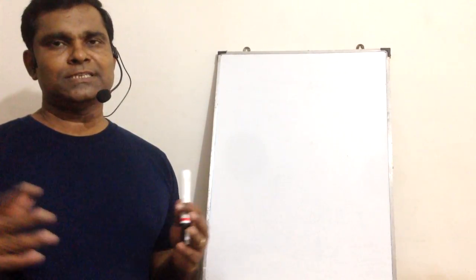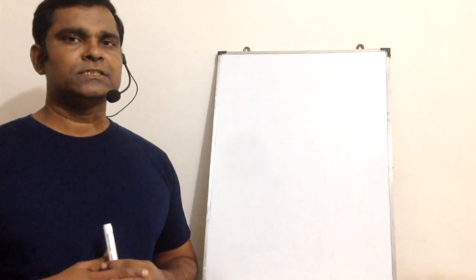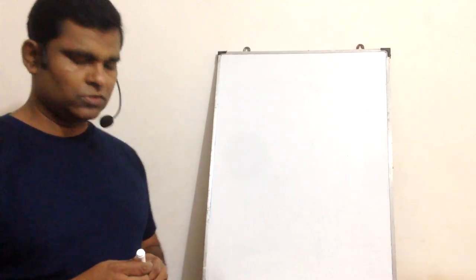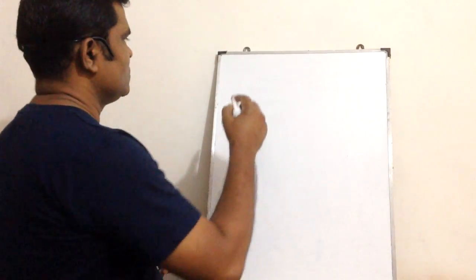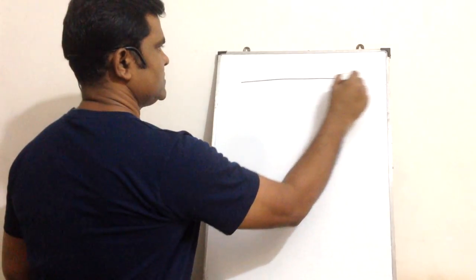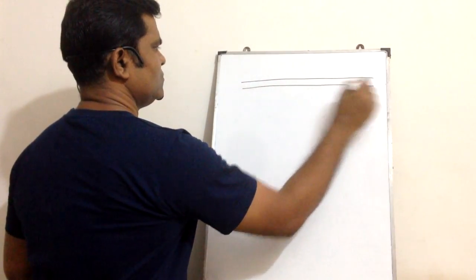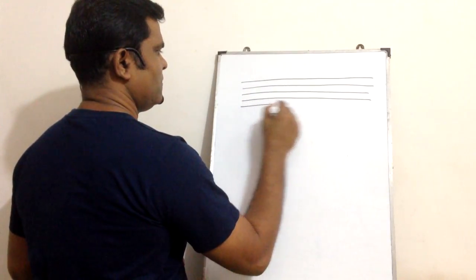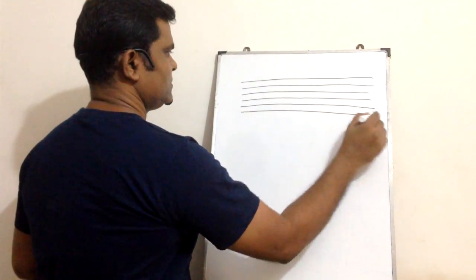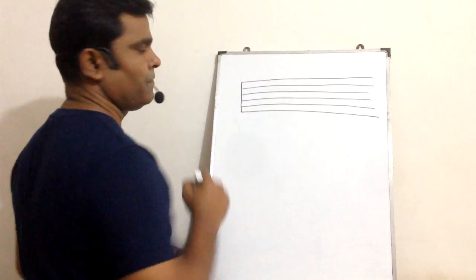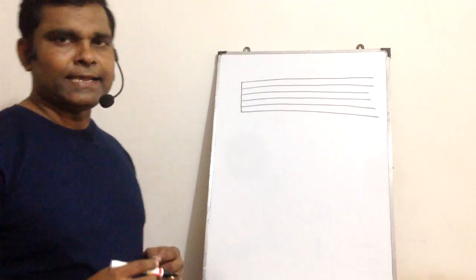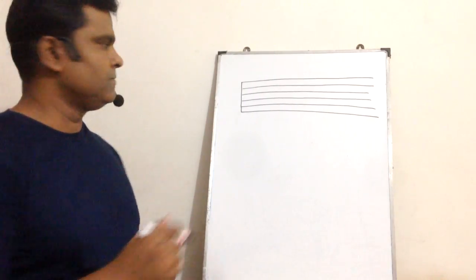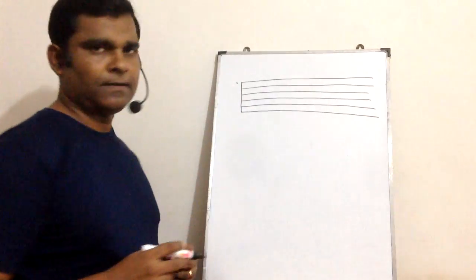Now, what's a tab notation? In a tab notation there are 6 lines. I'm going to draw it on the board so that you can understand. So there would be 6 lines. This is 1, 2, 3, 4, 5, 6. The top line represents the first string of the guitar. So this is the first string of the guitar.